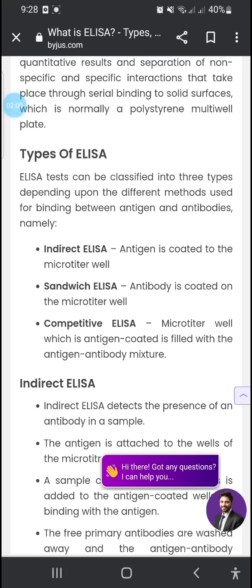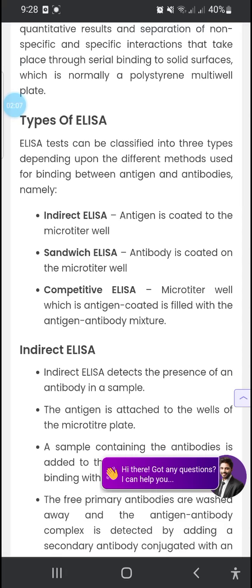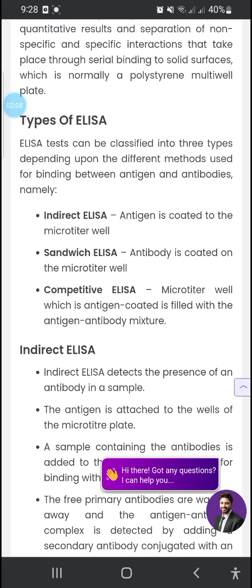Indirect ELISA. In this, antigen is coated to microtiter well. Next, sandwich ELISA. In this, antibody is coated on the microtiter well. Competitive ELISA. In this microtiter well, which is antigen coated, is filled with the antigen antibody mixture.